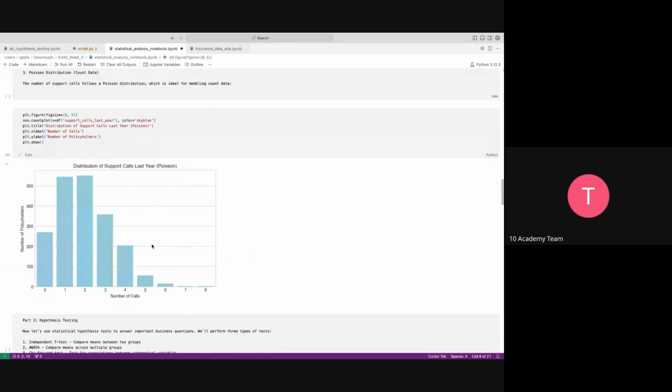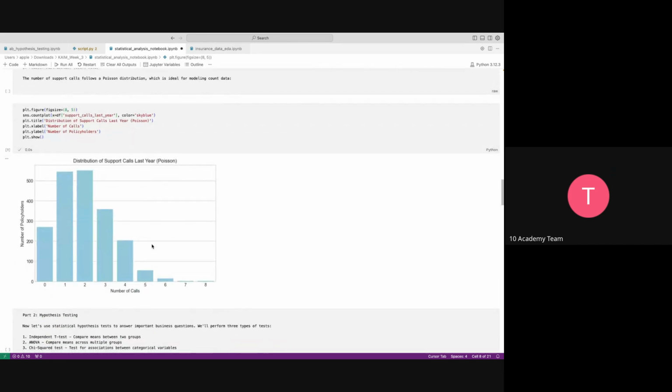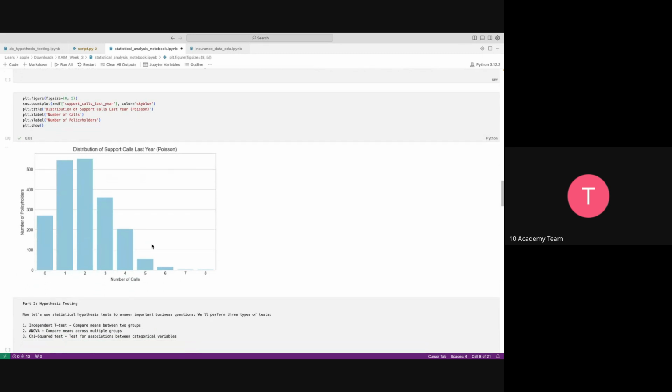And for the Poisson, it's just the number of support calls, which follows the Poisson distribution. So the number of calls and the number of policy holders. The number of calls they make, you can see that it's also right-skewed.